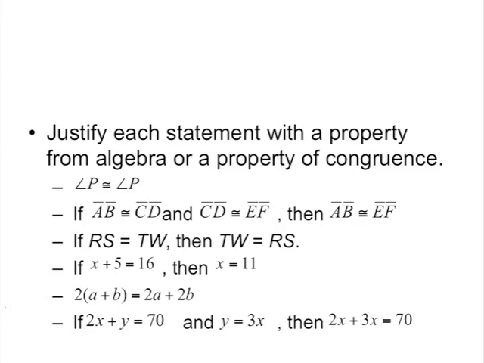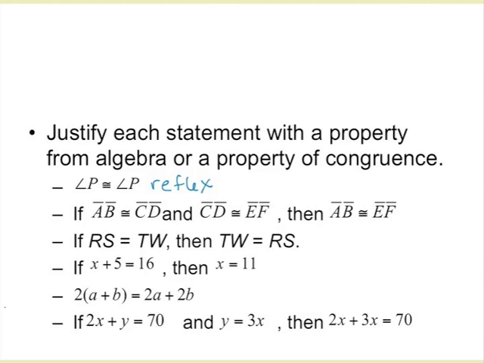Now these last groups of problems are going to be more similar to things that you're going to see on your homework. So what we want to do here is justify each of these using one of our properties of congruence. So the first one, when something is equal to itself, that's called our reflexive property. Feel free to abbreviate as long as you're using enough of an abbreviation that I can tell what you mean.